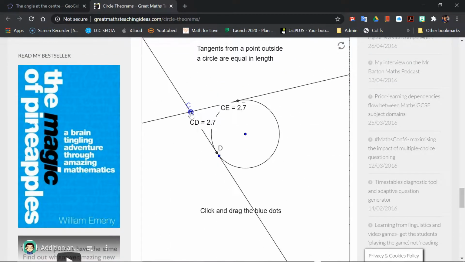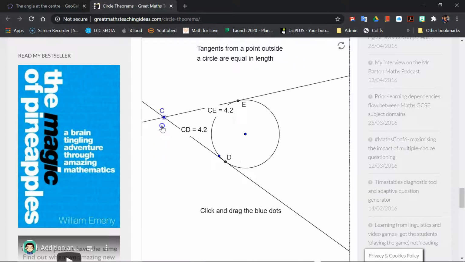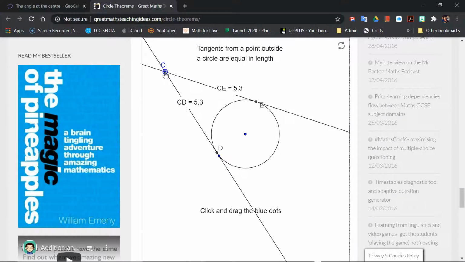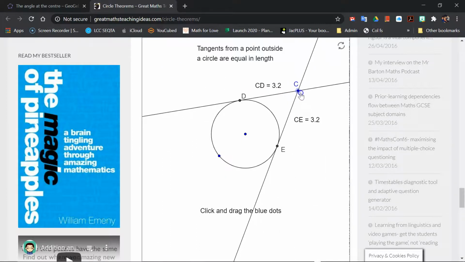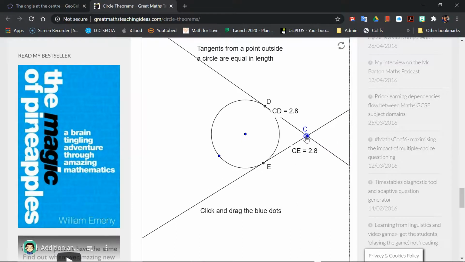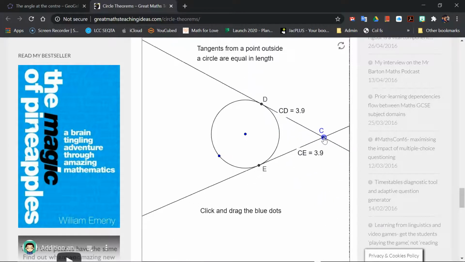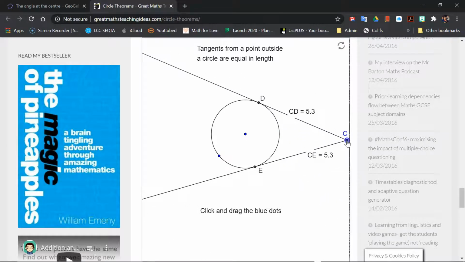And then we can move this around. Same thing, you can see that both those values are exactly the same no matter where we put that point. And if we go around or if we extend it, they are identical. Okay, going right down to something really close, CD and CE is equal to 1, and then we can make it as big as we want and extend it further outside of this window.